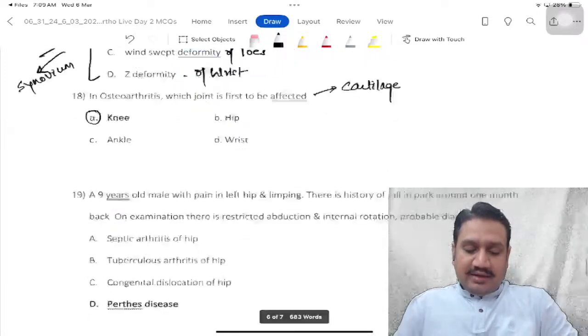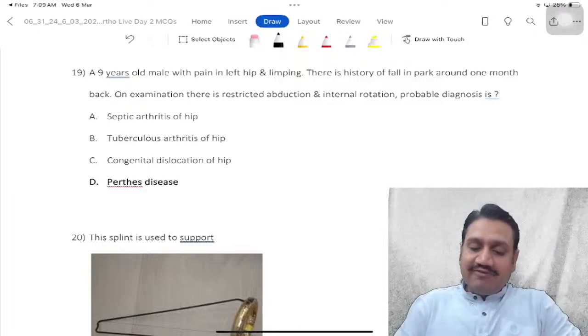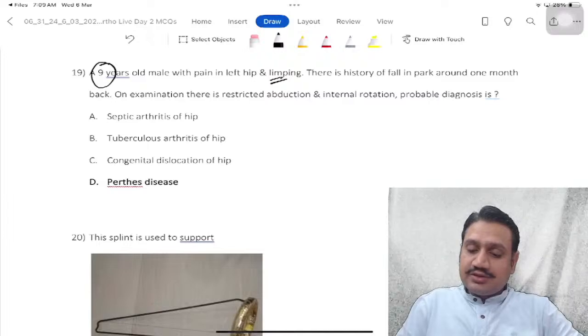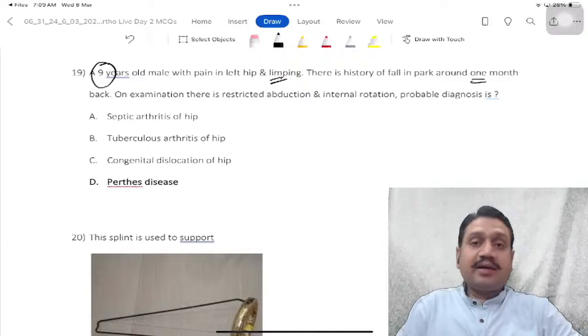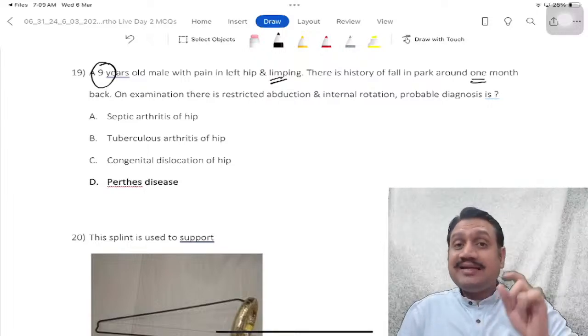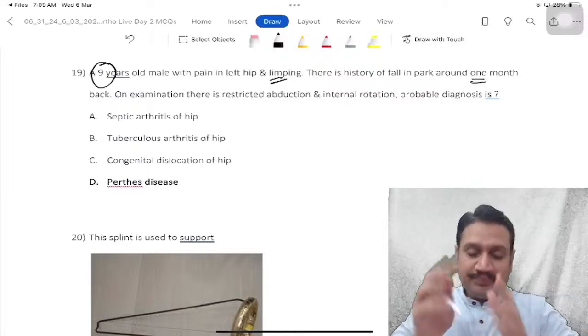Okay. Next one, 9-year-old male with pain in left hip and limping. So we have a little kid with us now, 9 years, and there is history of fall in the park 1 month back, a month back, old trauma, right? Not a very acute one. Please remember, SCFE had an acute trauma and the hip got slipped. The epiphysis and the metaphysis got a slip.